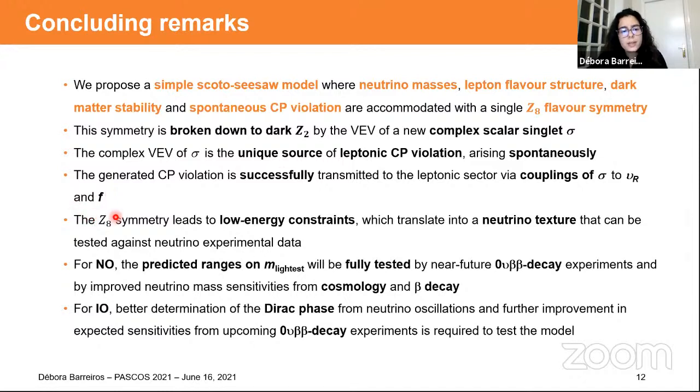This Z8 symmetry is also responsible for low energy constraints, which we tested against neutrino data. And we concluded that for normal ordering, the predicted ranges on m lightest will be fully tested by near future neutrinoless double beta decay experiments, while for inverted ordering, we still have to wait a little bit longer for a better determination of the Dirac phase and also for further improvement in sensitivities of upcoming neutrinoless double beta decay experiments.